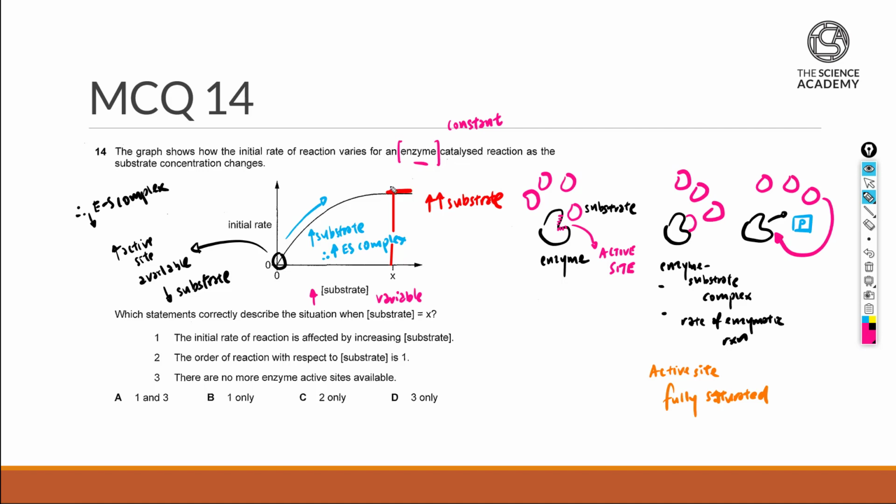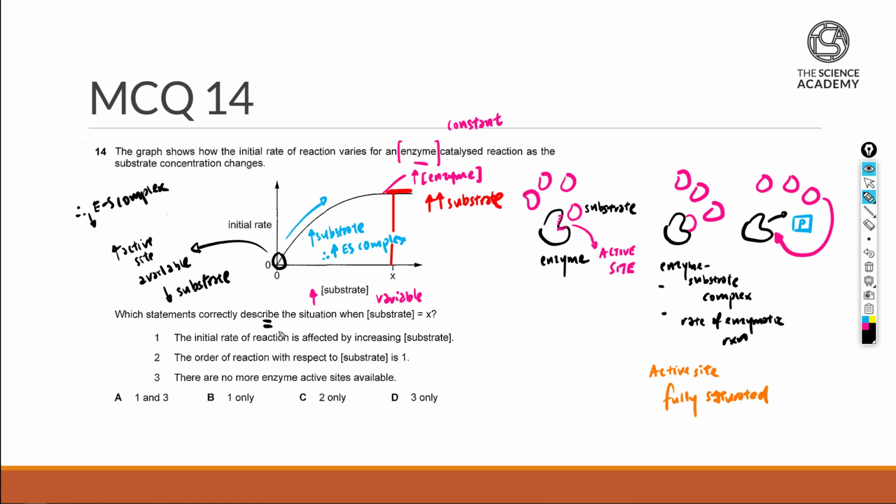The only way for us to increase the rate going upwards is that we increase the concentration of enzyme. So this will match the increase of active sites with the increase of your substrate. So let's take a look at each of the statements to see what is used to correctly describe the situation when substrate is equal to X, which is considered to be relatively high.